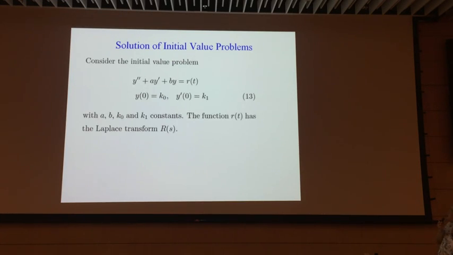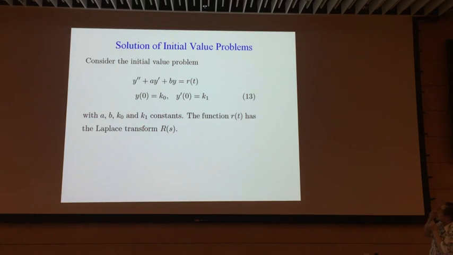Let's set up. We have a second order linear differential equation, where a and b are constants, and r on the right side is a function of t. So it's a second order linear differential equation: y double prime plus a y prime plus b y equals r(t). Here y is a function of t. At t equals 0, the function has value k sub 0, and the derivative has value k sub 1.